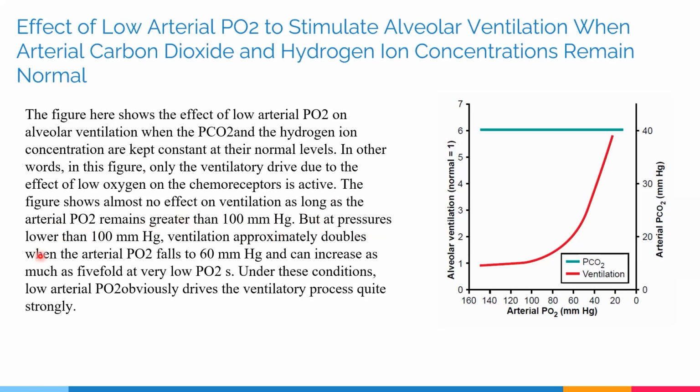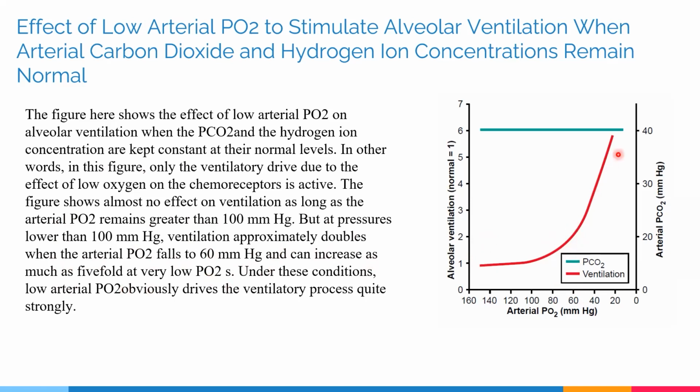But at pressures lower than 100 millimeters of mercury, ventilation approximately doubles when the arterial PO2 falls to 60 millimeters of mercury. So we can see from the alveolar ventilation normal rate at 1, when we reach 60 millimeters of mercury of partial pressure of oxygen, the rate is almost doubled at 2, and can increase as much as 5-fold at very low PO2.